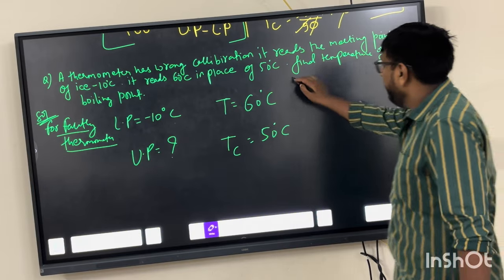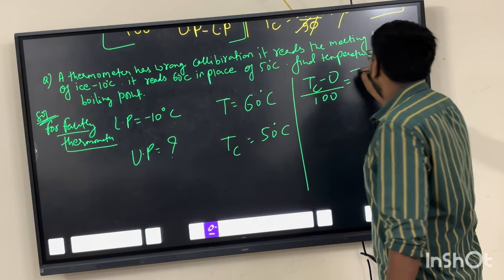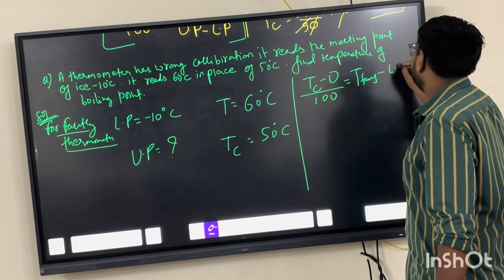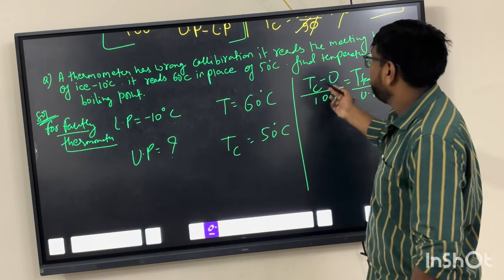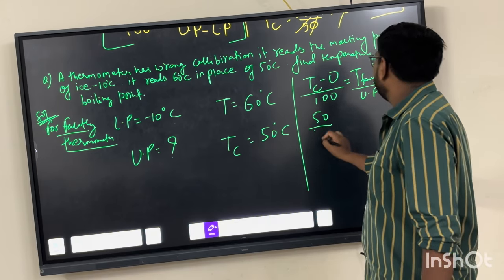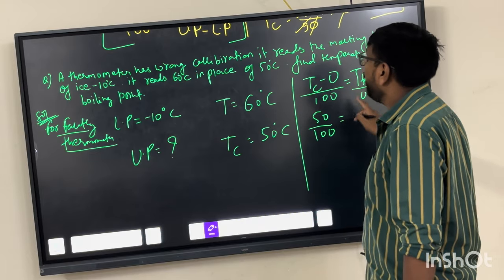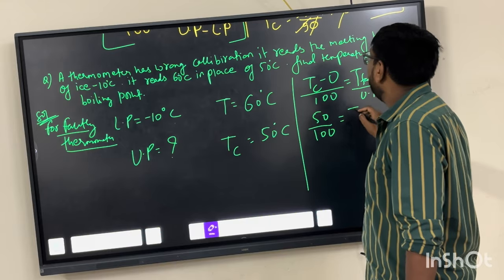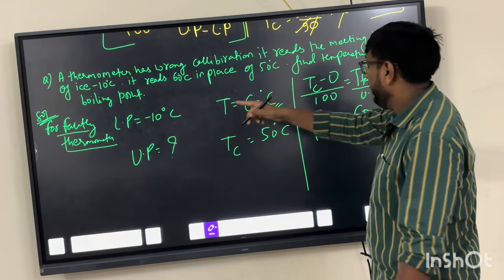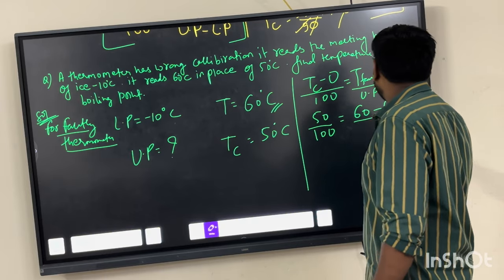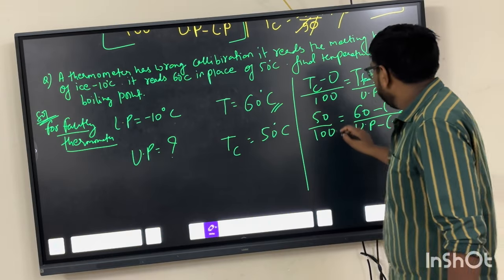So what is the relation we studied? (Tc minus 0) by 100 equals (T faulty minus lower point) by (upper point minus lower point). What is the temperature in Celsius? That is 50. So 50 by 100 equals the faulty temperature, which is given as 60, minus the lower point minus 10, divided by the upper point minus the lower point, minus 10.